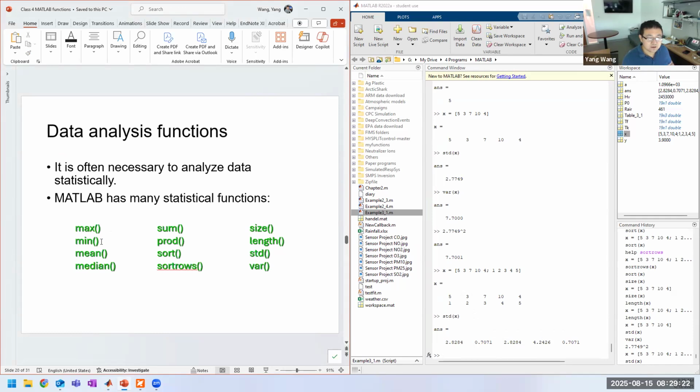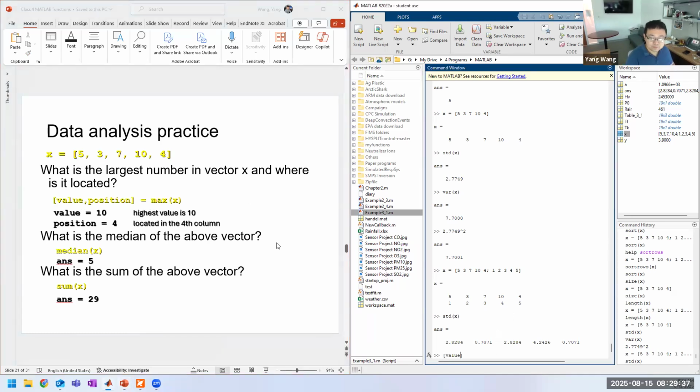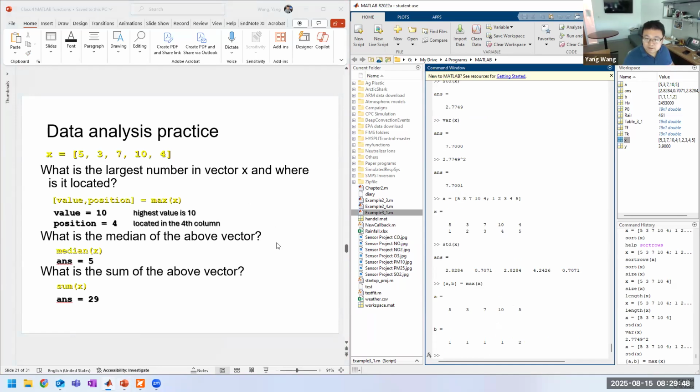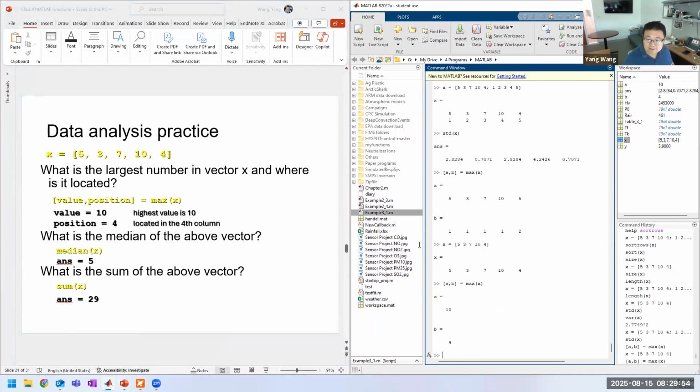Okay. So coming back to here, this is our example problem. Basically the max function can provide you with additional information. It's not only the max value, but it can also give you the location of the maximum value, right? So if you change the output, let's say A, B equals max of X. Let's see, I think we need to define X as an array again, right? So then you get the value, which is 10, and also the location of the value 10, which is the fourth value in this array, right?